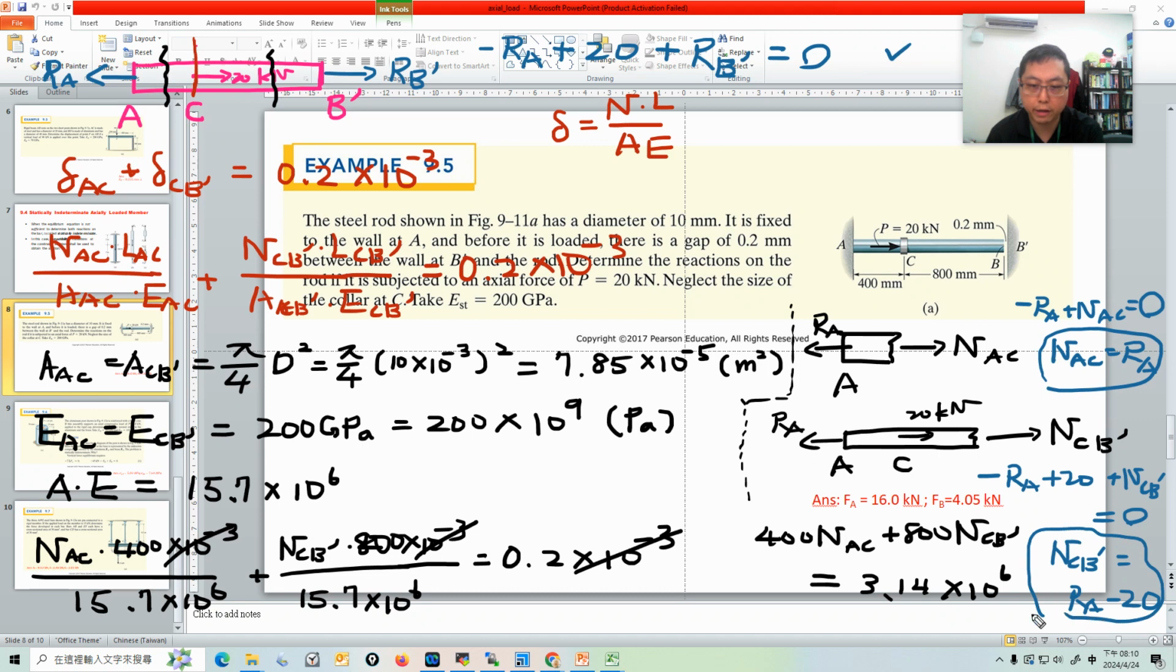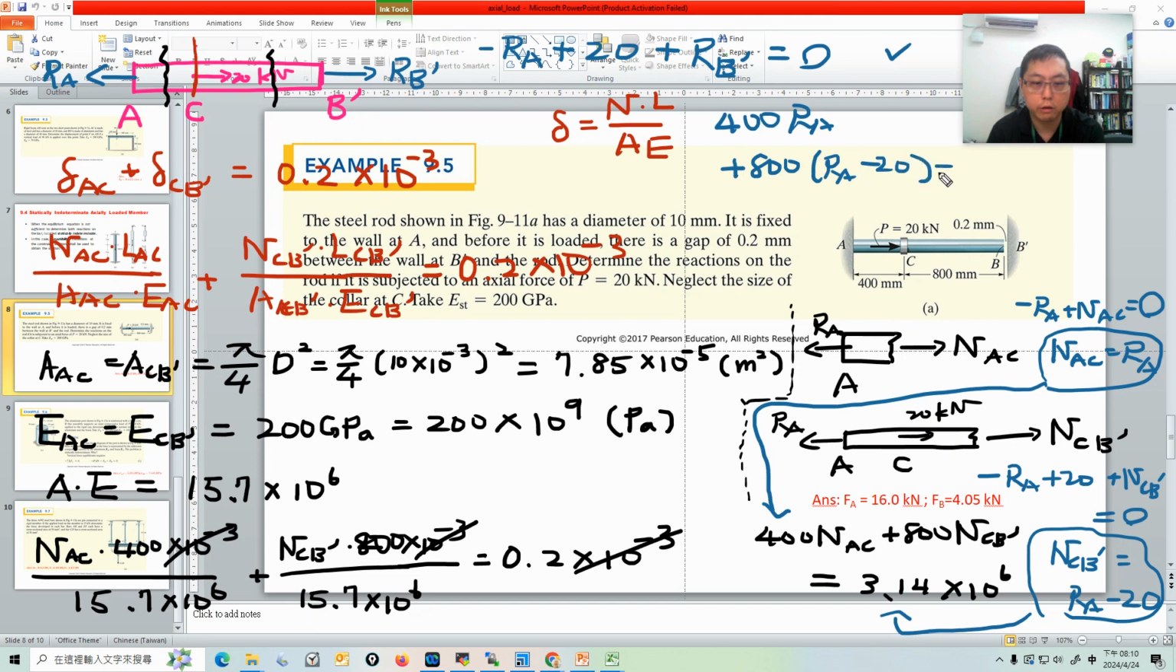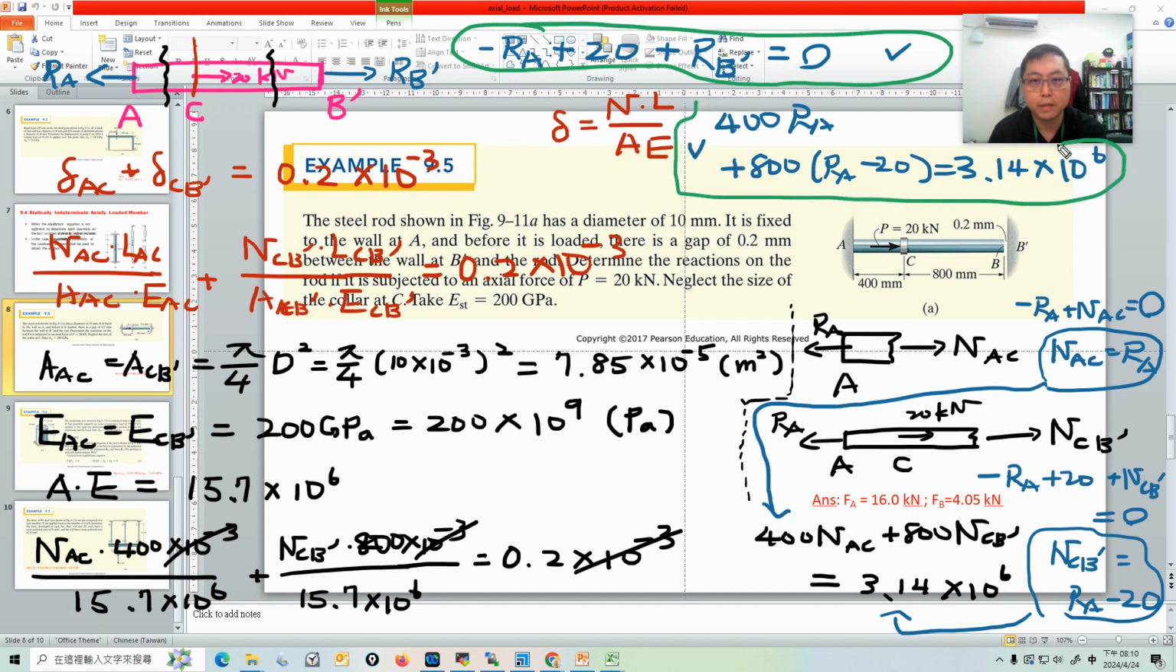So we put these two relationships back into this equation. What will we have? We will have 400 RA plus 800 times (RA minus 20) equal to 3.14 times 10 to the power 6. So we finally got the other equation to solve. You see here is one, and here's another one. Two equations, two unknowns.